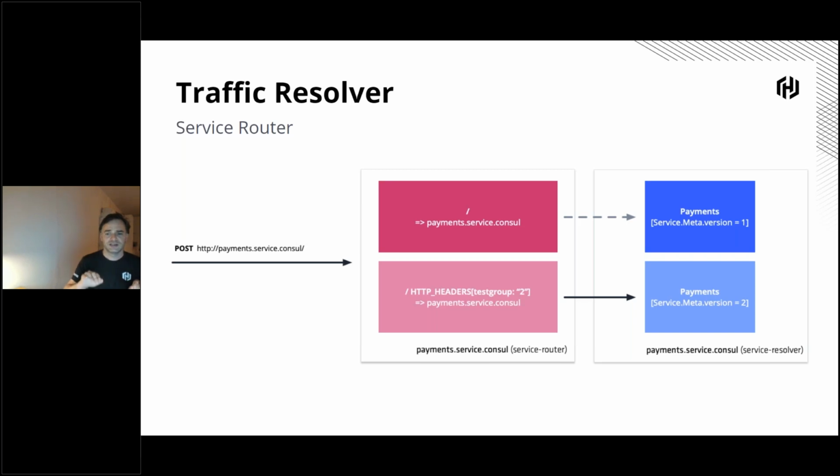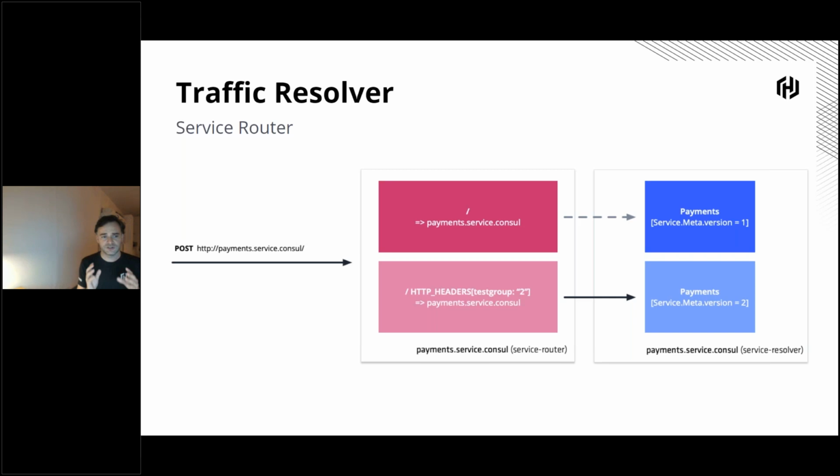We want to create a service resolver where if the service has a tag of V1, we want it to go to the old version. And if it has a service tag of V2, we want it to go to the new one. And then we want to do that routing based on the headers. So if you're in the test group, we want to go to V2.